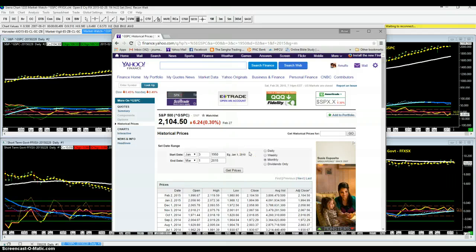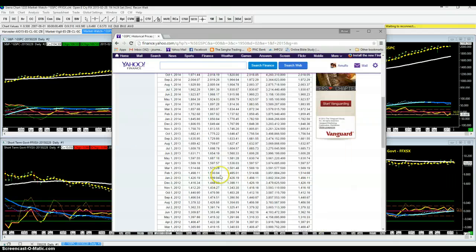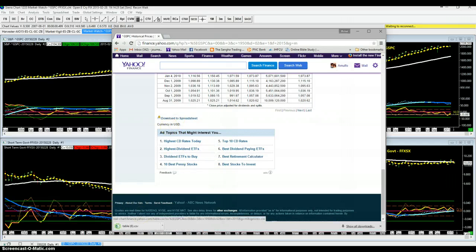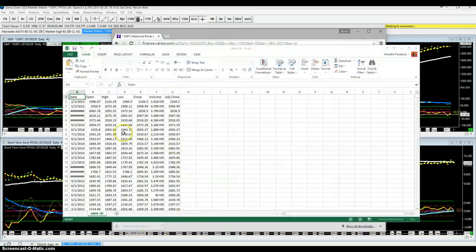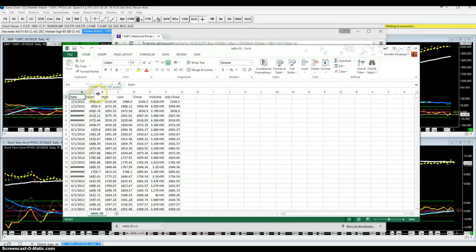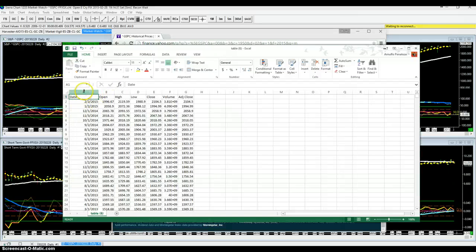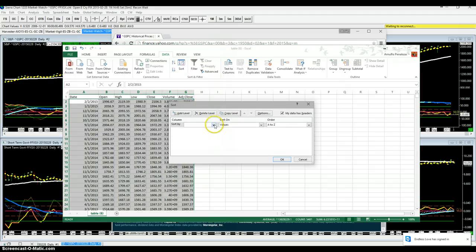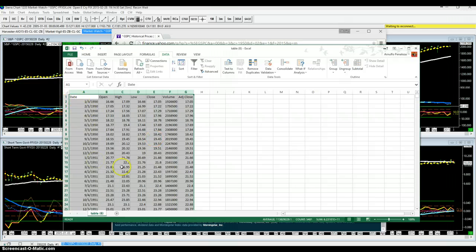So from here, I dumped it into a CSV file, which is a comma delimited file in Excel. And you have to sort this first before you can open it up in Sierra Chart, because Sierra Chart needs to see the oldest dates at the top. So here we are, go to data, go to sort, and you would sort it by date, oldest to newest. So once you've sorted it, then you save it to a file.